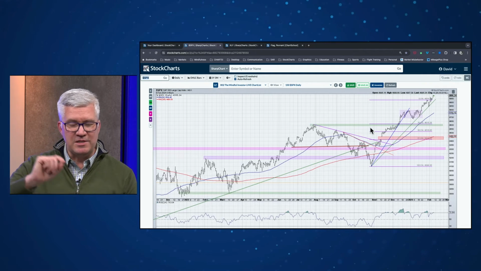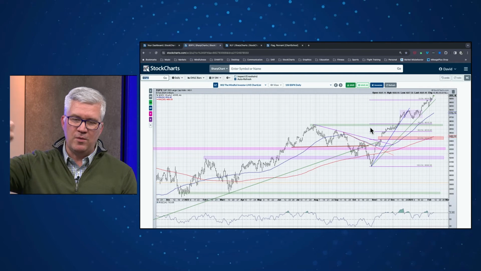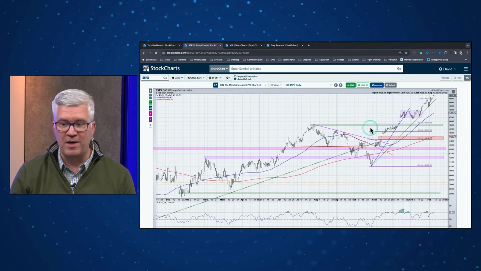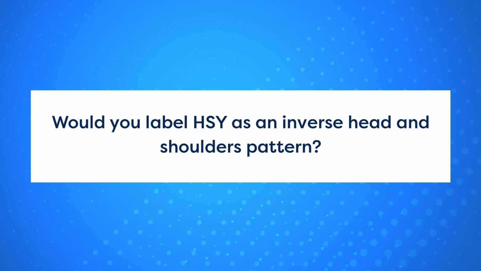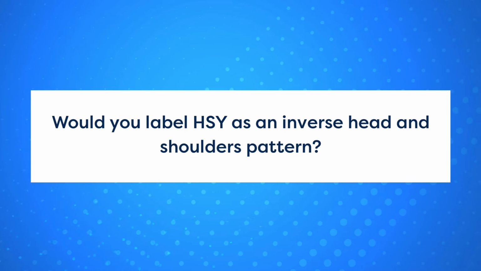So that's the idea of decelerating trend lines. It tells you that the pace of the trend has changed. Make sure you update your trend lines to the new definition of that trend and be looking for a break of that trend line. Next question, how would you label Hershey's, that is, as an inverse head and shoulders pattern?